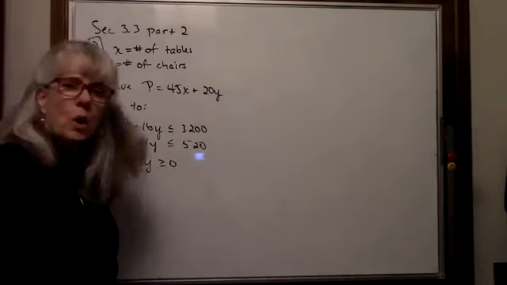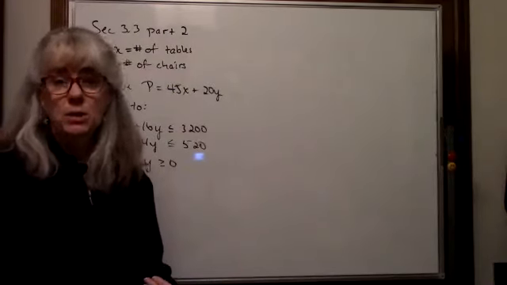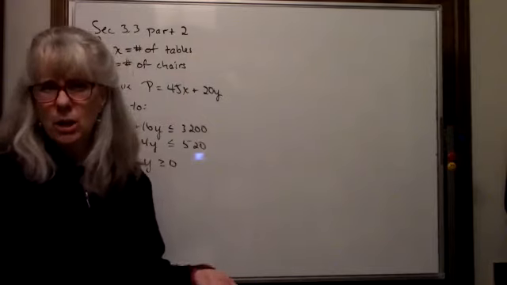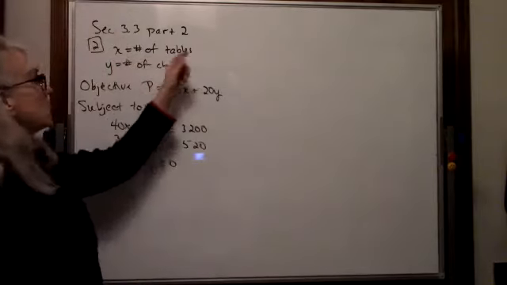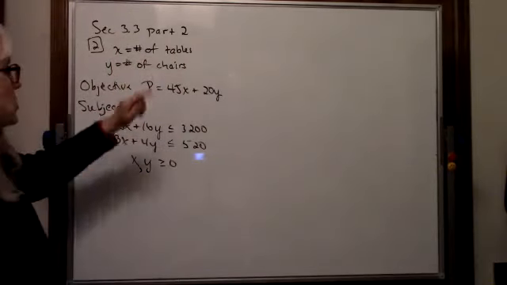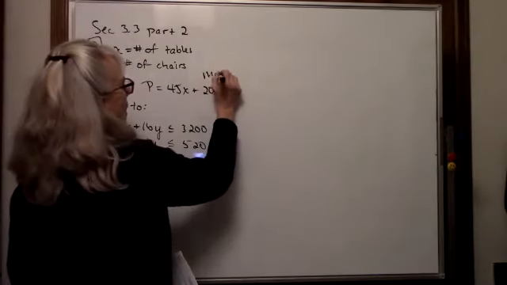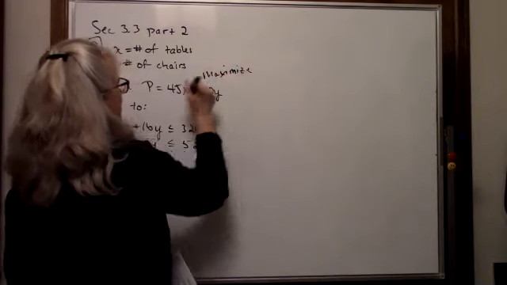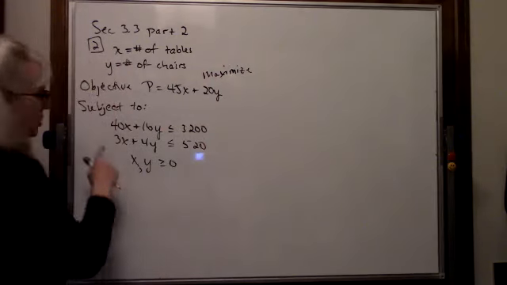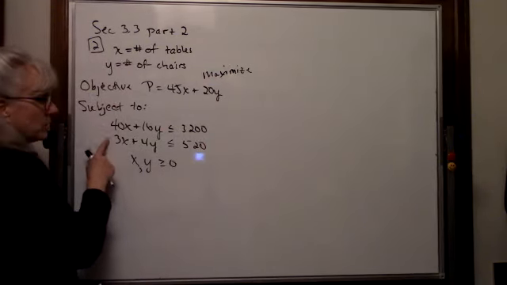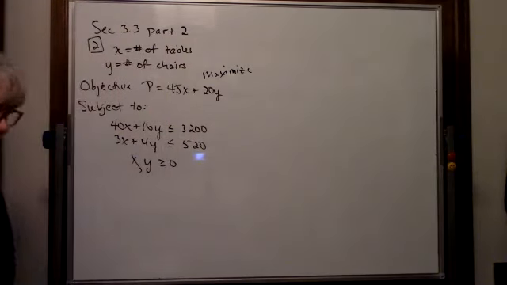Section 3.3 part 2, our next example goes back to the problem we did earlier in section 3.2, the one about the dining tables and the chairs. If you remember right, what we did is formulate the problem. We defined X to be the number of tables we were producing and Y was the number of chairs we're producing. Our objective was to maximize the profit at $45 per table and $20 per chair, subject to the number of board feet and the number of labor hours that we had. So we did all of this in a previous section. Now we're going to come in and finish the problem.